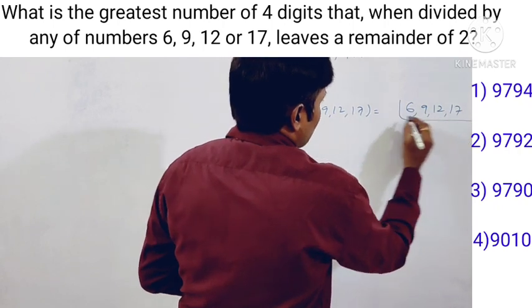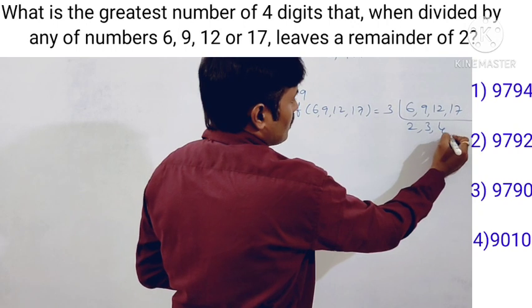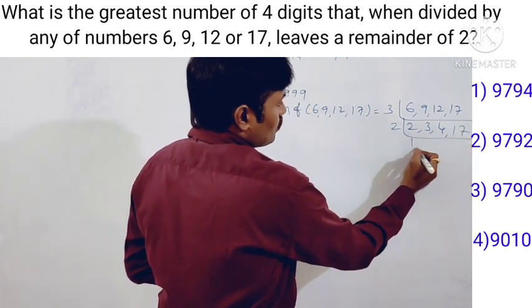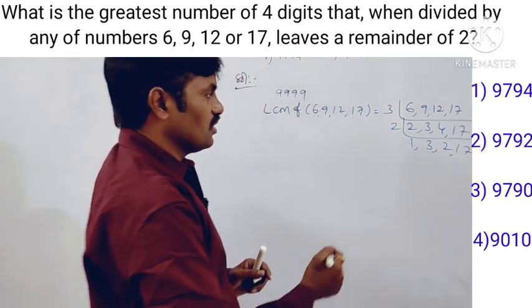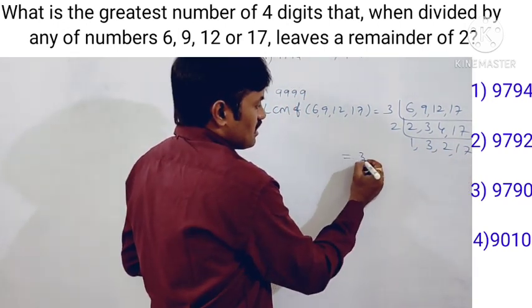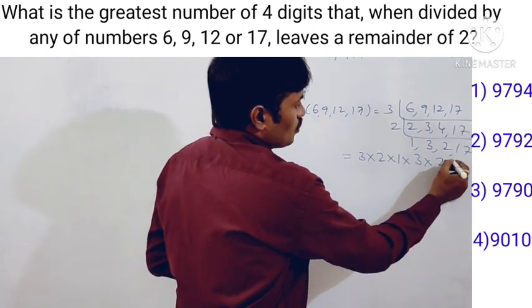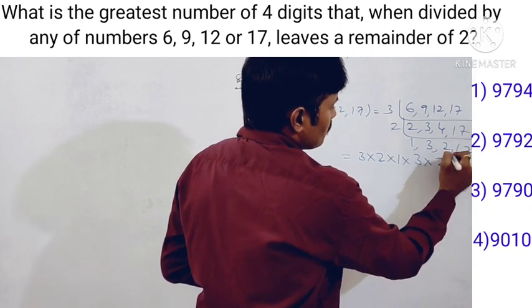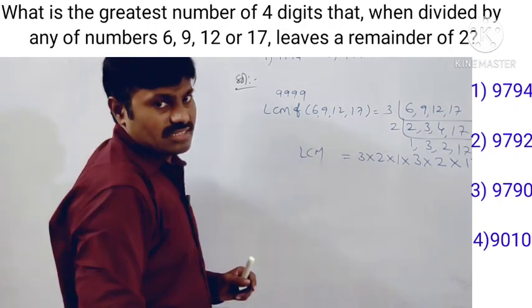So what is the common number? Clearly 3 we can guess. Here 3 2s are 6, 3 3s are 9, 3 4s are 12, 17. Again 2: 2 1s are 2, 3, 2 and 17. Is there any common number? No. So the LCM is their product: 3 into 2 into 1 into 3 into 2 into 17. 2 into 17. So this is the LCM of these divisors.